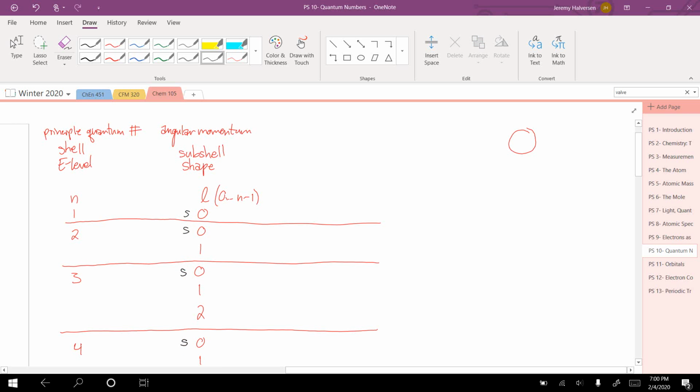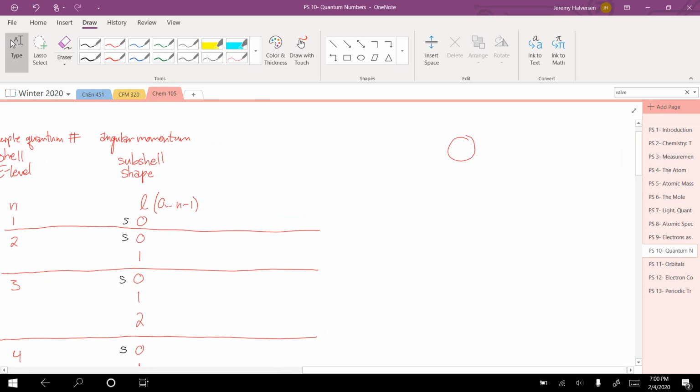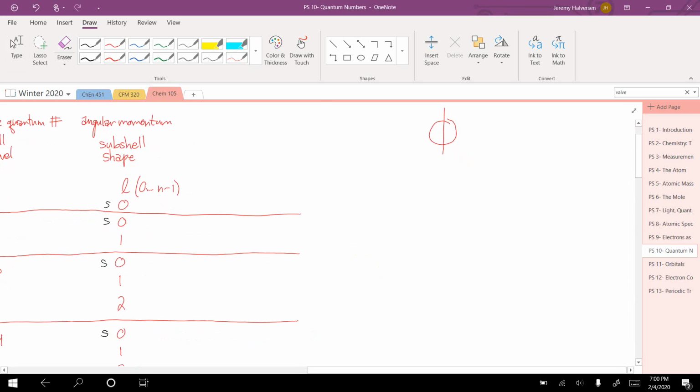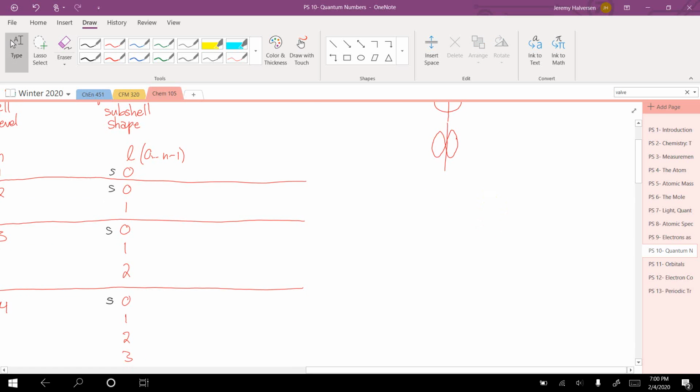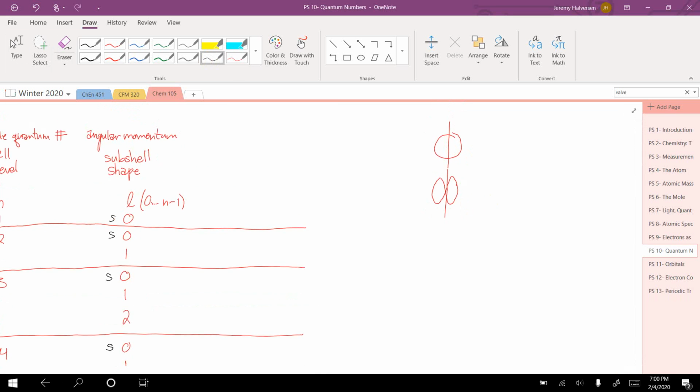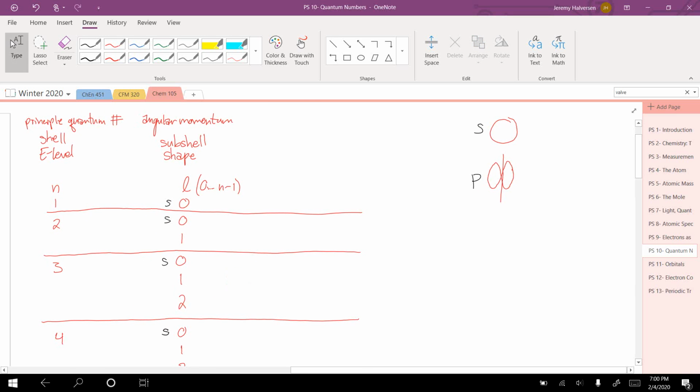But if I were to come in and add a planar node, what that planar node is saying is, along that line, I can't have any electron density. Well, what does that do to my orbital? It makes it look more like that. I took that sphere and put a planar node right through it. We usually just draw them like this, but that's referred to as a p orbital. So this is an s orbital, this is a p orbital. With one planar node, these represent p orbitals.